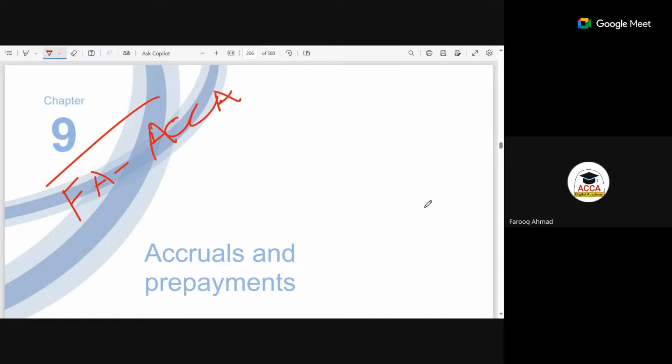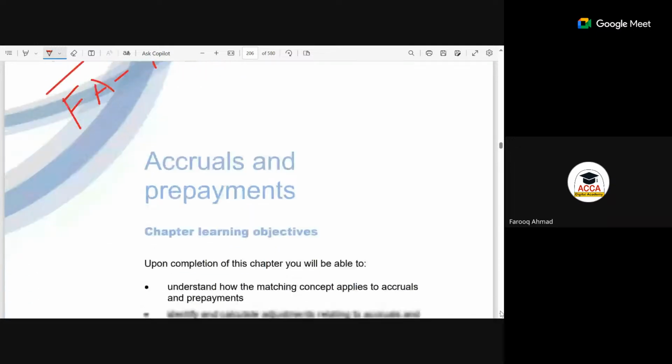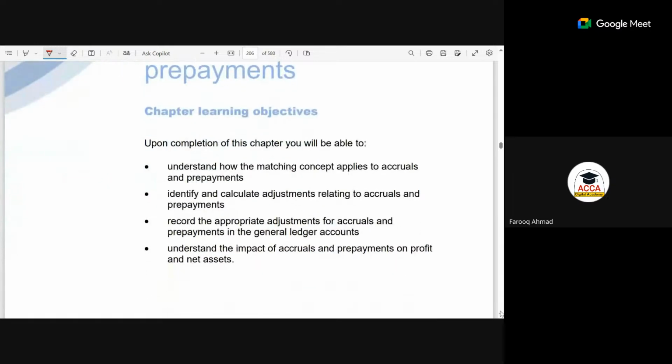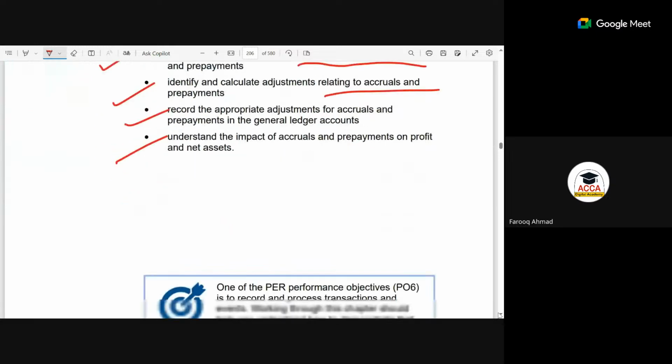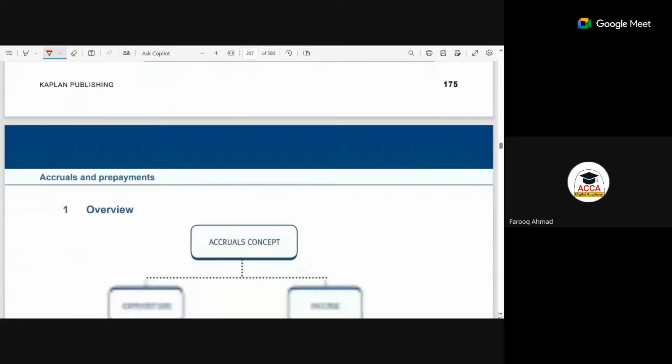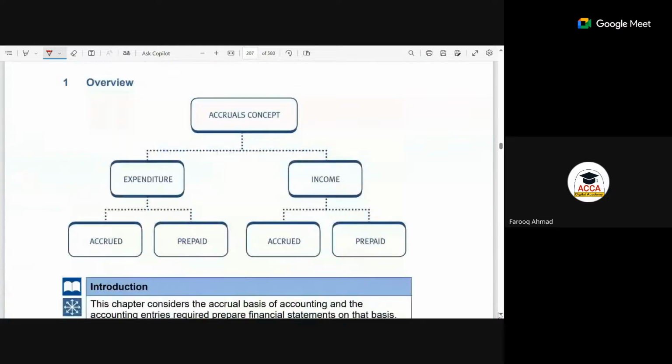So what is accrual and what are prepayments? By the meaning itself you will understand, but we will clarify all these areas: understand how the matching concept applies to accruals and prepayments, identify and calculate the adjustments relating to accruals and prepayments, record the appropriate adjustments for accruals and prepayments in the general ledger, and understand the impact of accruals. So we will discuss all this. This chapter will be precise. It will clear your concept.